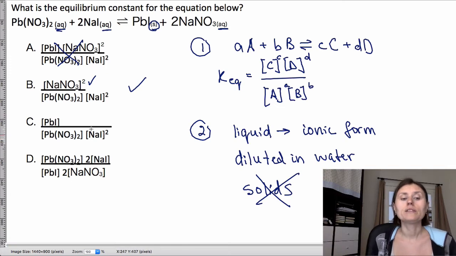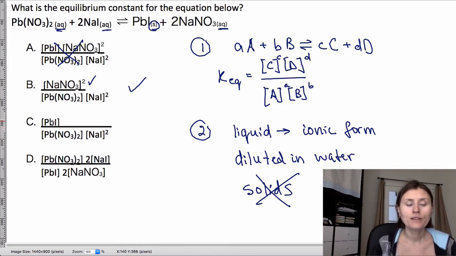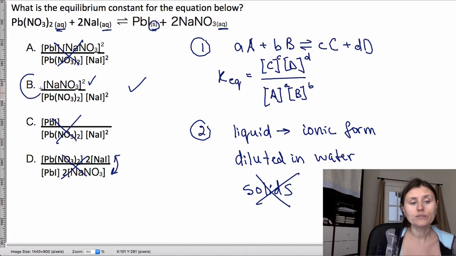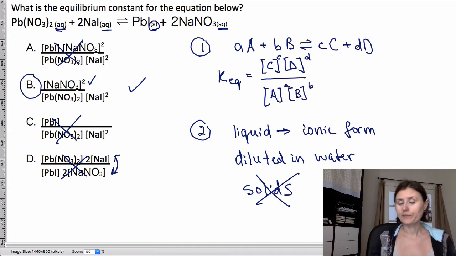So let's go through the rest. It looks like here it is including the lead iodide as a solid, but excluding the sodium nitrate in ionic form. So this is obviously incorrect. And then in part D, it looks like they are reversing the reactants and products. The reactants are actually listed up on top and the products are listed at the bottom. So that's obviously incorrect. So the only correct choice that we've got here is option B.